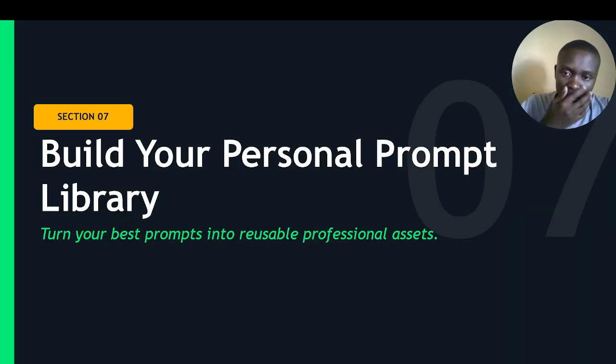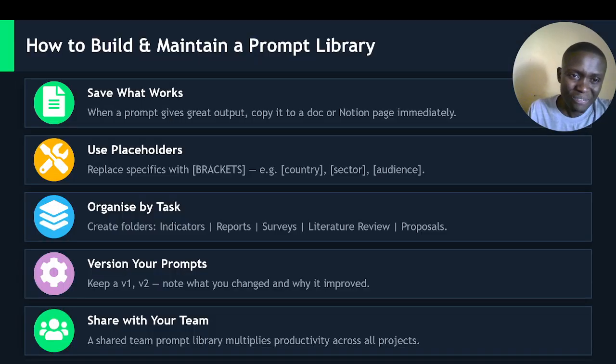Okay, now build your persona prompt library. Whatever prompt has worked, you need to save it, because you may end up doing a similar task a few months from now. If you found your formula, that this prompt is giving you the best output, I would advise you to save it. You need to build and maintain your library. So save what works. When a prompt gives you a great output, you copy it into a doc, a Google Doc or a Word document, and paste it there.